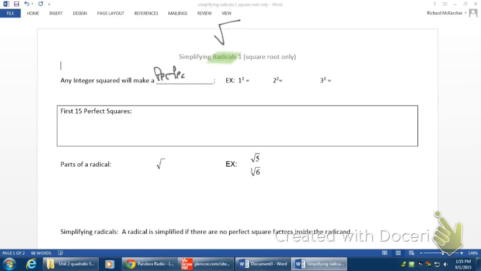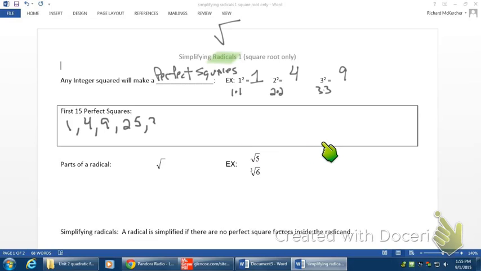Okay, a radical is this symbol. That's the symbol we use. And to fill in this blank, an integer squared will give us a perfect square. We recreate our perfect squares by recreating this list here. And then, of course, what I want you to do is to write that perfect square list right there.